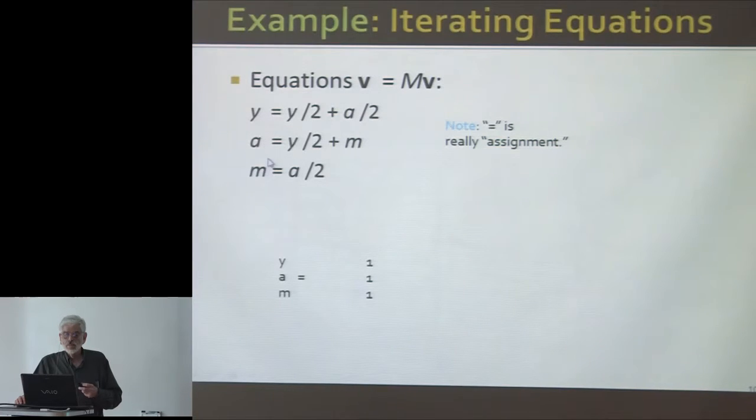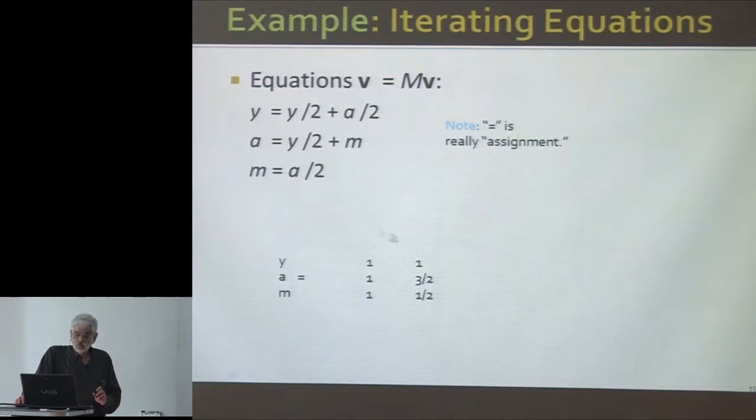Okay. And the probability of being at Amazon is half the probability of being at Yahoo plus the entire probability of being at M, because Microsoft links only to Amazon. So you can think of these as equations, and ultimately you want to find values of y, a, and m that satisfy them. Think of the equals as an assignment statement. Okay, so we're going to start off with all ones for y, a, and m.